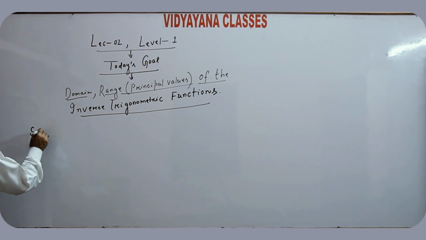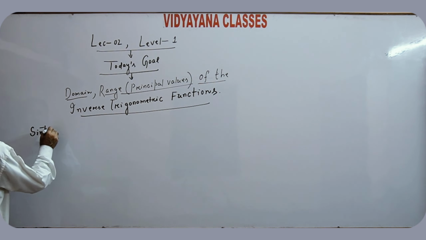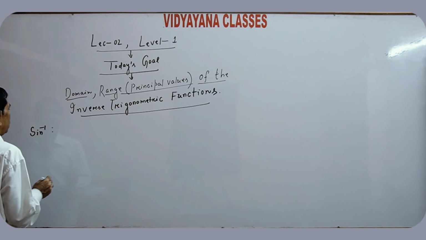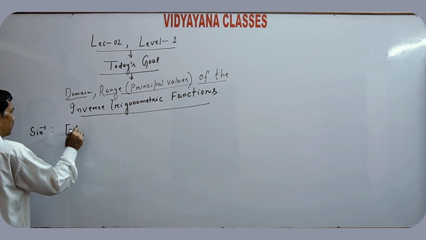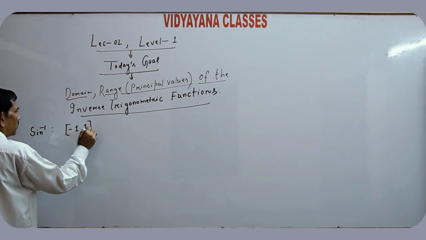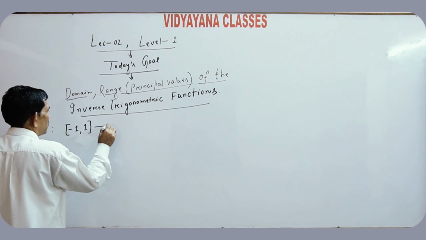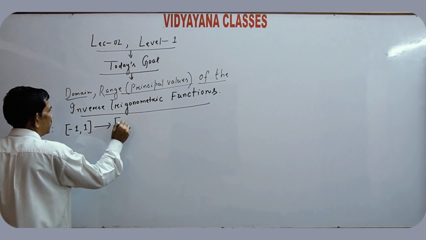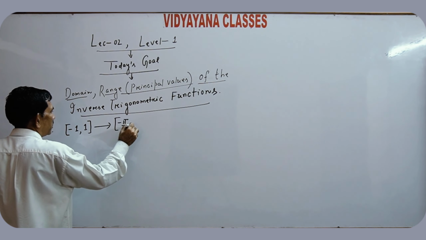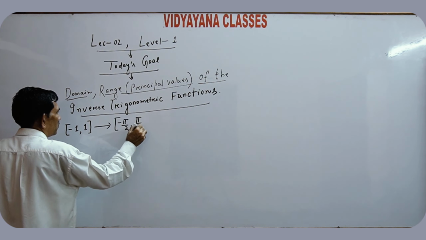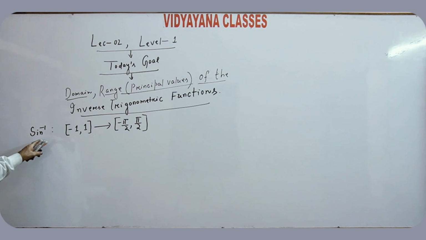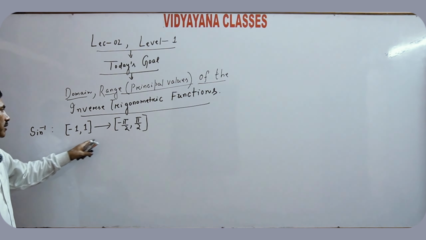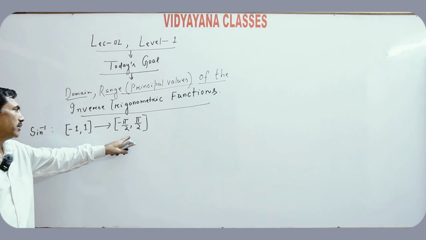sine inverse, such that close bracket minus 1, 1, close bracket to close bracket minus pi by 2, pi by 2, close bracket. Sin inverse x is defined from this set to this set. That means sin inverse is defined from this set to this set. It is the domain set, it is the range set.